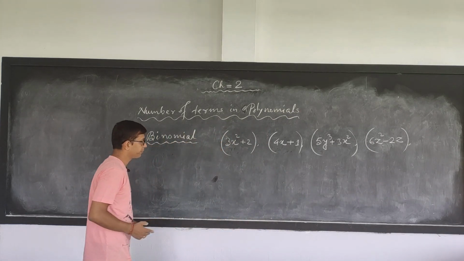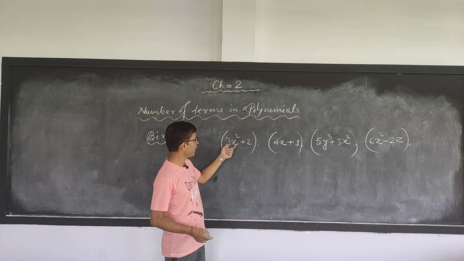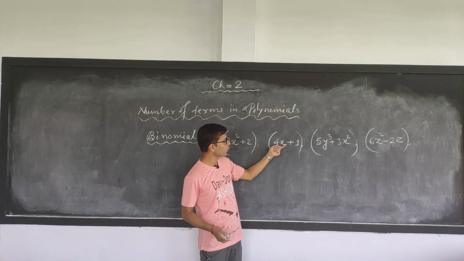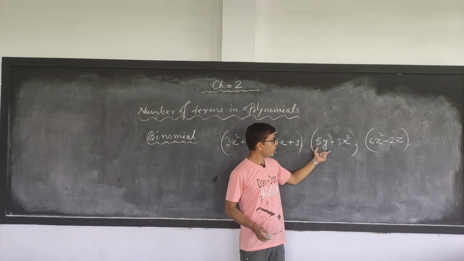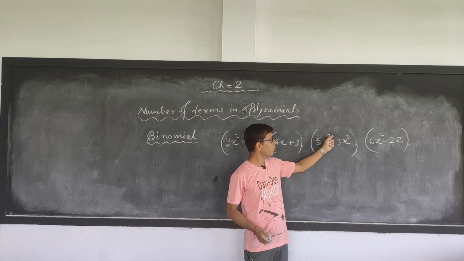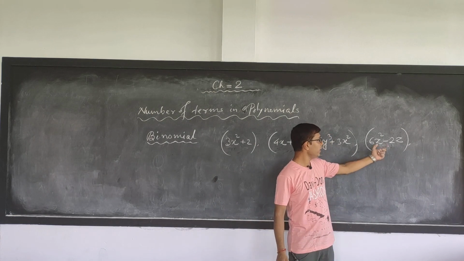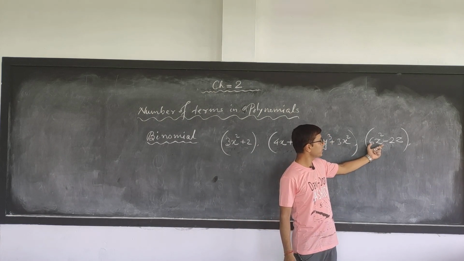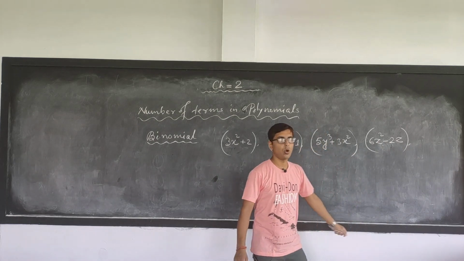So binomial means there are two terms, one is 3x square and the other is 2, so it is a binomial. This is also a binomial, there are two terms, one is 4x, the other is 1. This is also a binomial because there are two terms, one is 5y cube plus 3x square. This is also a binomial because there are two terms, 6z square minus 2z. Alright, so all these are binomials.